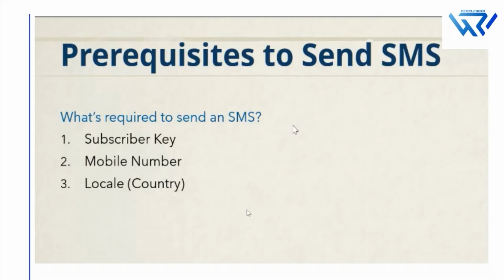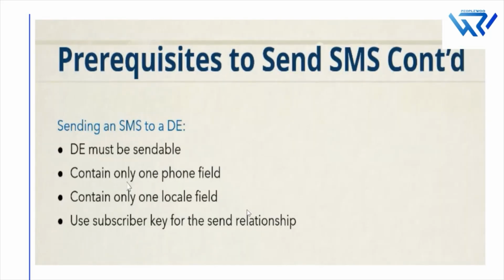But whenever you are going to send SMS, these prerequisites are important. The data extension must be sendable. Only one phone data type should be allowed. Multiple phone data types might confuse the system about which phone number to send the SMS to. So only the primary phone numbers of your subscribers would be defined with the phone data type, and the remaining phone numbers, even if you have stored them, would be defined with text data type, so that while sending SMS, the system is not confused among multiple phone numbers, because an SMS at a time can be sent to a single phone number of a particular person.